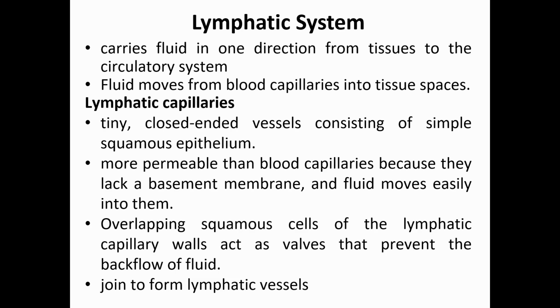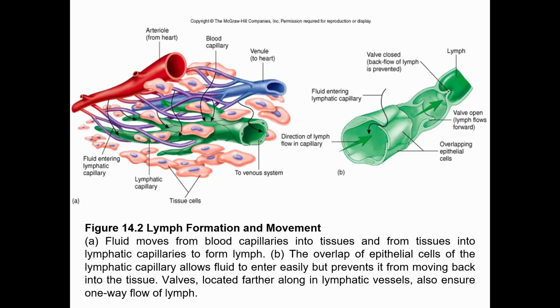Fluid moves from blood capillaries into tissue spaces. Lymphatic capillaries are tiny closed-ended vessels consisting of simple squamous epithelium, more permeable than blood capillaries because they lack a basement membrane and fluids move easily into them. So our lymphatic capillaries are actually more inclined to accept various substances into them. Overlapping squamous cells of the lymphatic capillary walls act as valves that prevent the backflow of fluid, and they join together to form lymphatic vessels.